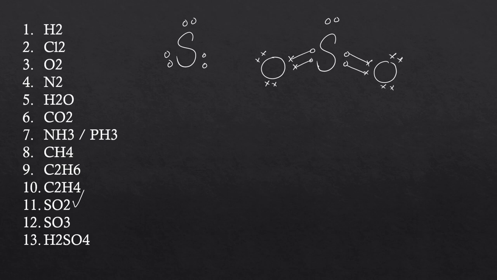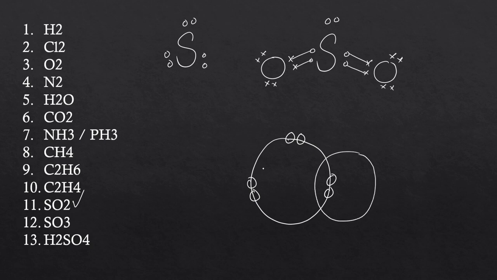So how to draw their dot and cross structure? It is sulfur, 2 electrons, 1, 2, 3, 4, 5, 6. It is the one oxygen. It is another oxygen. For another oxygen, you can write it here. 1, 2, 3, 4, 5, 6 electrons in the valence shell of one oxygen. So 1, 2, these bonds are being shared. 1, 2, 3 and 4. It is the structure for SO2.